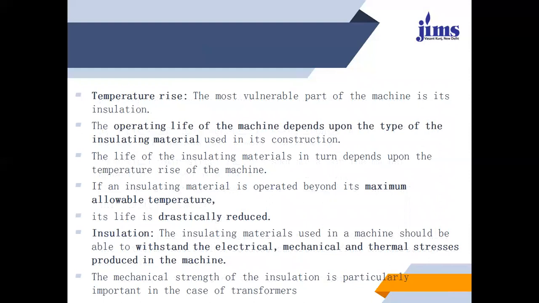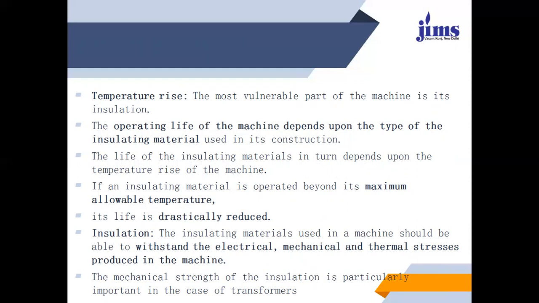With temperature rise, the most vulnerable part of the machine is its insulation. The temperature rise is associated with the insulation: whichever type of insulation we provide will try to release the heat from the conductor. Then the temperature rise will be low. Once the heat is not released from the insulation, the internal temperature will automatically increase up to a level. The operating life of a machine depends upon the type of insulating material used in its construction. So the material we use for the insulation also helps in deciding the life of the machine.